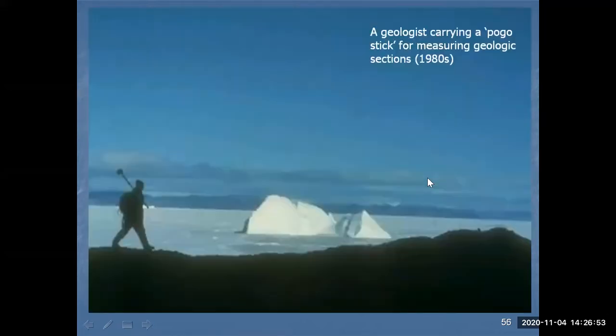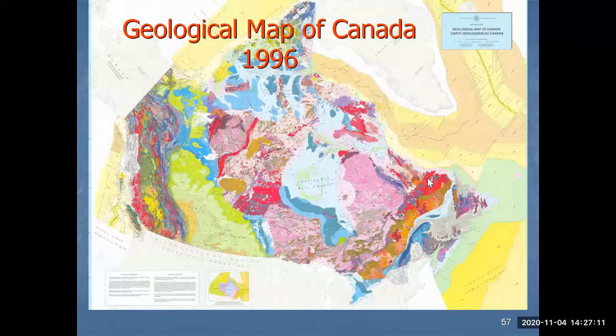And this particular shot is one of the geologists walking along the shore. He's holding an instrument called a pogo stick, which is a 2-meter long stick in graduations so that you can use it to measure a section as you're going along. And this is the state of the geology of Canada as of 1996.